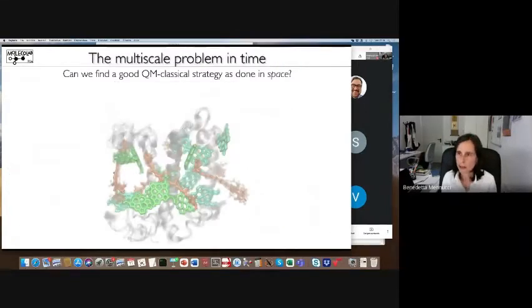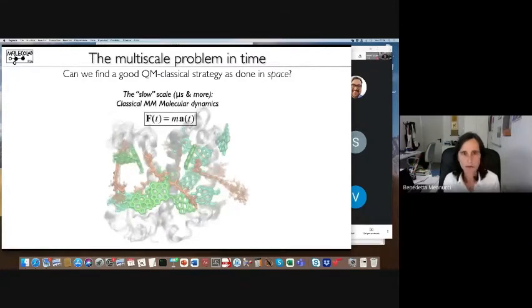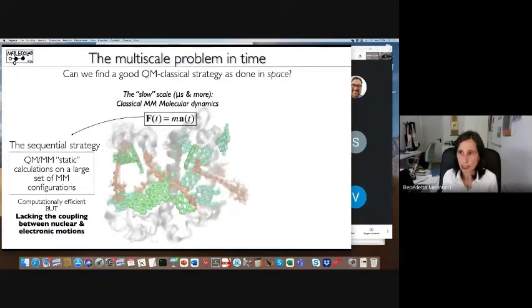So let's go a step further and focus on the problem in time. Now we have this problem of combining different time scales. If you want to sample the slow scale, the fluctuation in the protein structure, you have to go to the microsecond or more time scale. So you necessarily have to use classical MM molecular dynamics. But if you want to study a photoinduced process, you have to recover a quantum mechanical description.